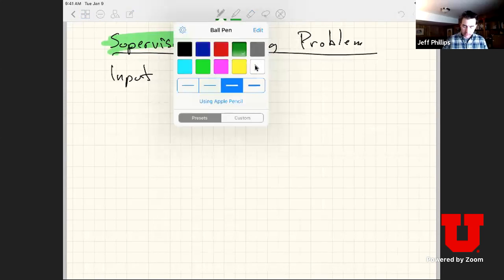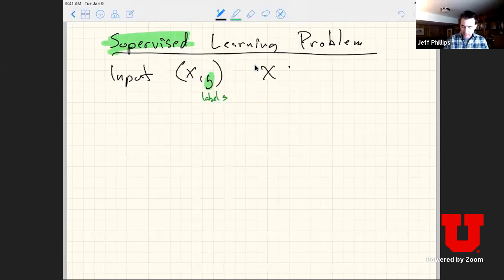Okay, and so in general, X is going to be a subset of R n times D. That means it's n data points in D dimensions, and Y is going to be in R n. That means these are going to be n values, the vector of these n values.